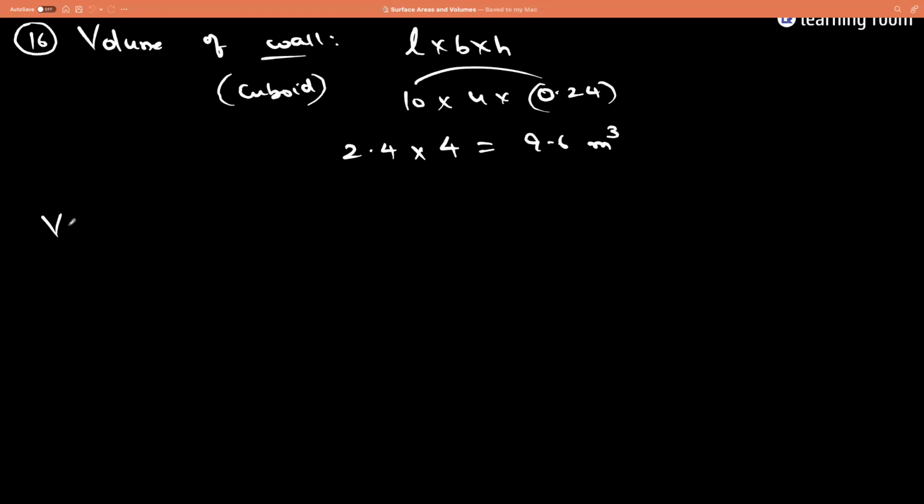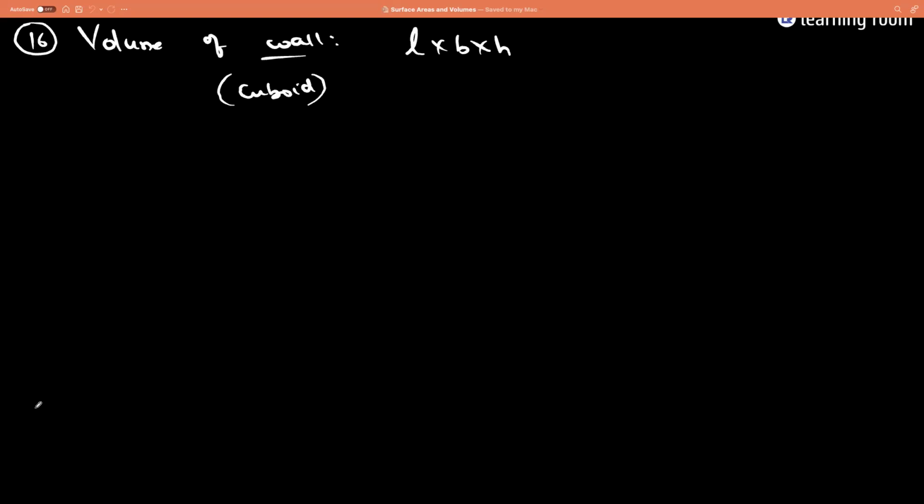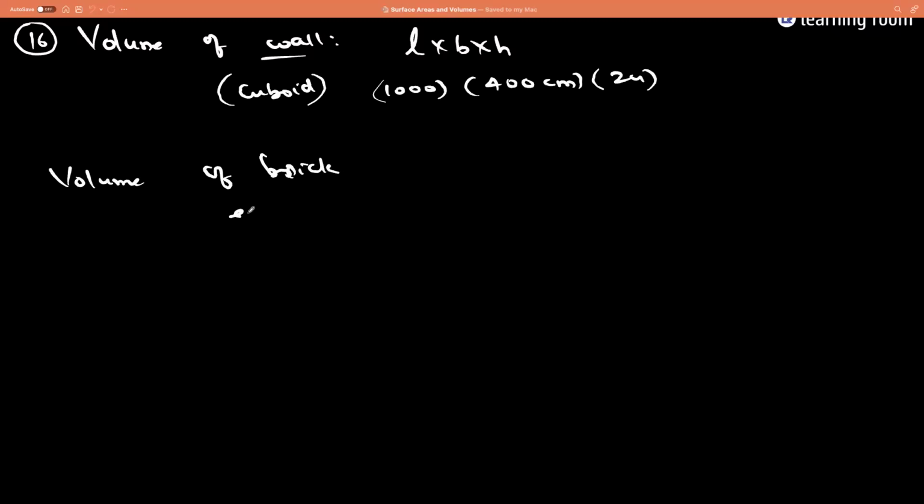And actually, to solve the problem faster, we need not multiply it. Since the dimensions of the bricks are given in terms of centimeter, it is advisable that we convert meter to centimeter. So length is 10 meter, so it is going to be 1000 centimeter, multiplied with height, 4 meters, so that is going to be 400 centimeter. And width is going to be 24 centimeters. So let's leave it as it is. Similarly, volume of each brick is how much? It is 24 into 12 into 8. And here also everything is in terms of centimeter.